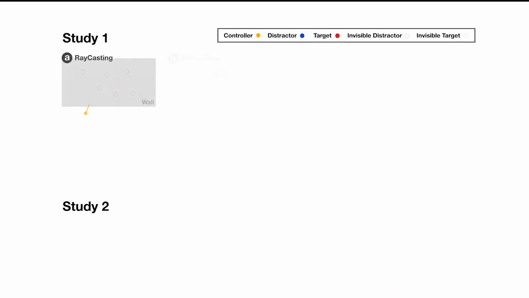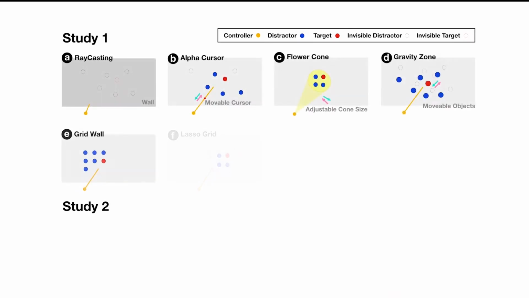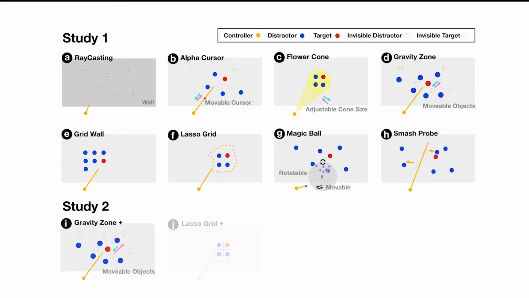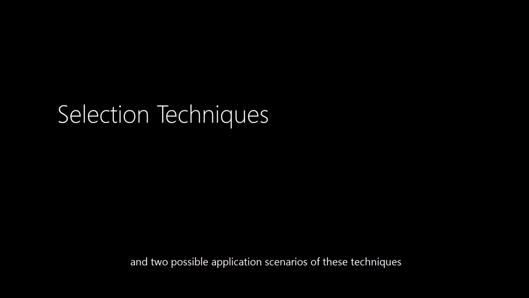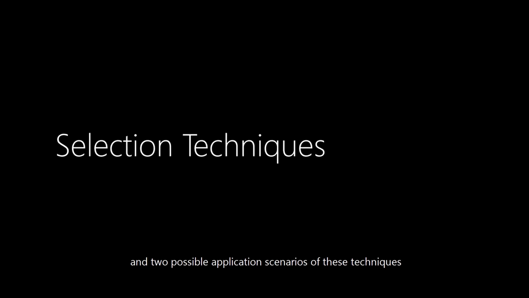Therefore, we developed a set of potential techniques for fully occluded target selection in VR and evaluated their performance through two user studies. This video demonstrates the 10 selection techniques proposed by us and the two possible application scenarios of these techniques.